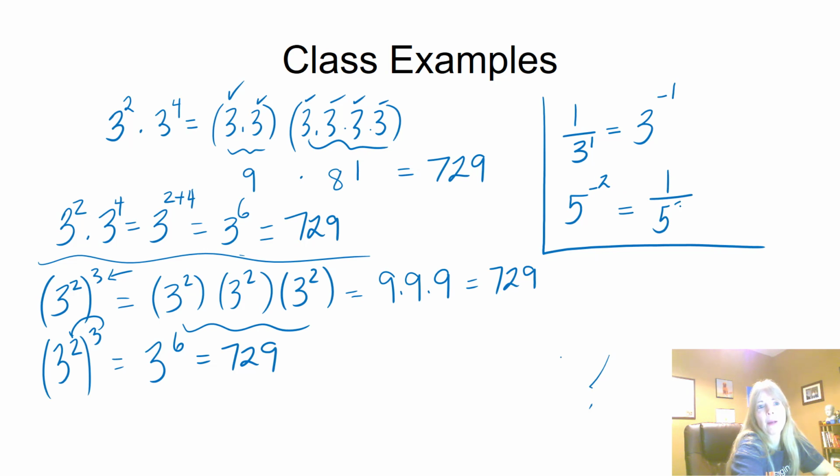Bring the 5 to the bottom. Your exponent becomes positive, and of course you get that value. Okay, so once again, hopefully some little reminders there.